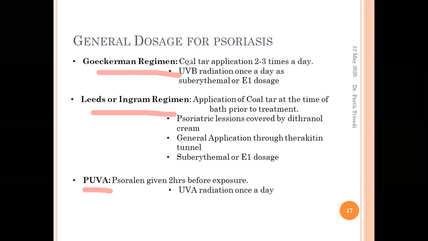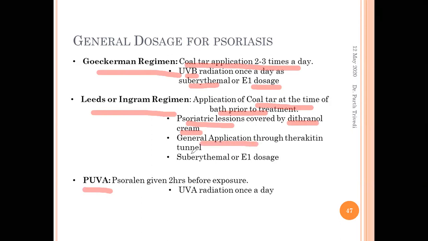In the Goeckerman regimen, what do we do? Coal tar application 2 to 3 times a day. UVB radiation and suberythemal or even dosage is given. In the Leeds or Ingram regimen, coal tar is applied at the time of bath prior to the treatment. Then the psoriatic lesions are covered by dithranol cream. Generally, suberythemal or even dosage is used.